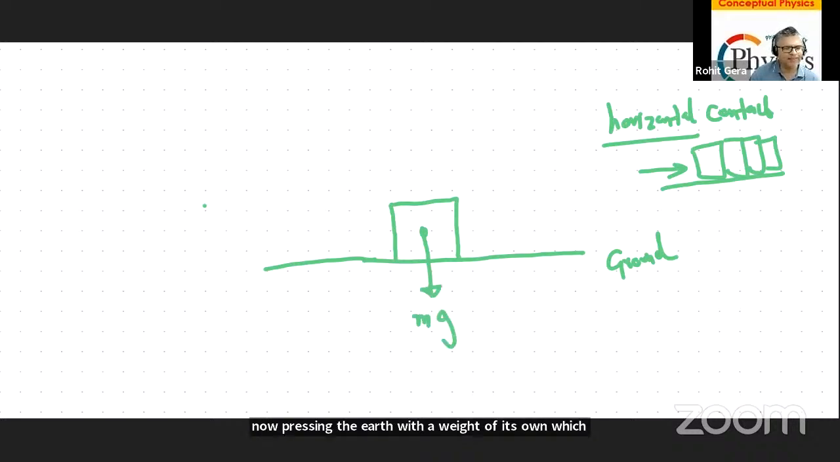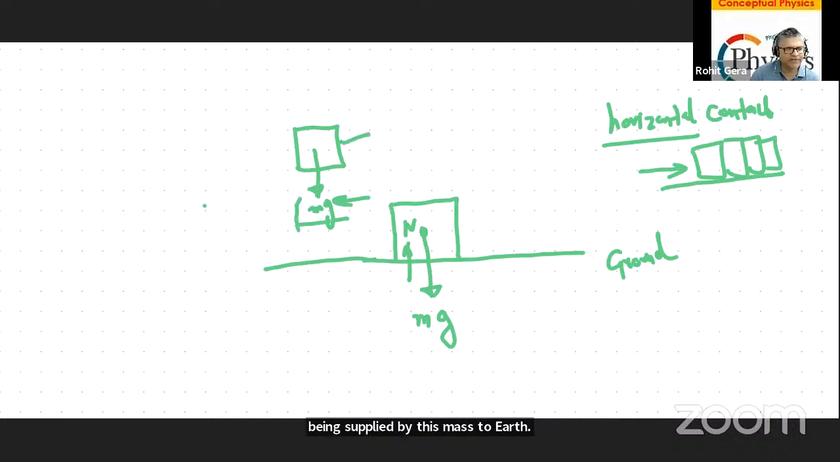The earth is applying force on it, which is N. So this mass is in equilibrium because the force it is experiencing from the earth is mg. It is pressing the earth with this force. So this is a force being supplied by this mass to Earth. So Earth is getting applied with the force of mg, and Earth gives it back the normal reaction. The weight which you see on the weighing scale is not actually mg, but the normal reaction which you experience.